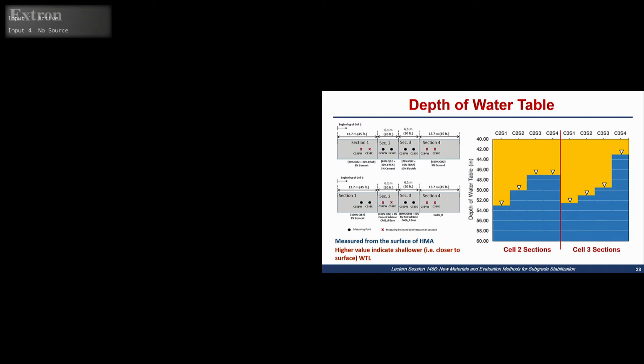Last slide here before I jump to the conclusion is the depth of water table. We also measured that to see if that had an effect on the performance. So pretty much our water tables were deep. They were around 44 to 53 inches deep, from the surface of the pavement, from the surface of the HMA. Also this last one here, cell 3 section 4, that's the conventional aggregate control section, had the shallowest water table, and that's probably also because of the low HMA thickness and high porosity HMA, which led to more water penetrating through the pavement and going into the subgrade.